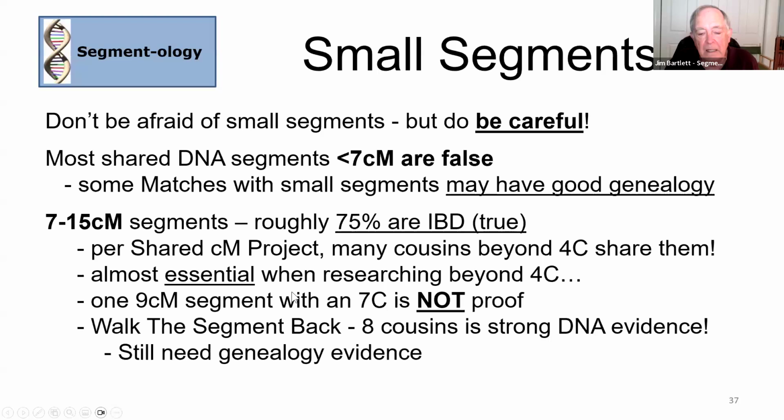So the important point here is that if you have a 9 centimorgan segment with a 7th cousin, that is not proof by itself. Please don't use that as a proof statement by itself. You need to have roughly 8 cousins that all have the same segment and go back to the same ancestor, that is then strong proof. Okay, you need to have the genealogy in there.